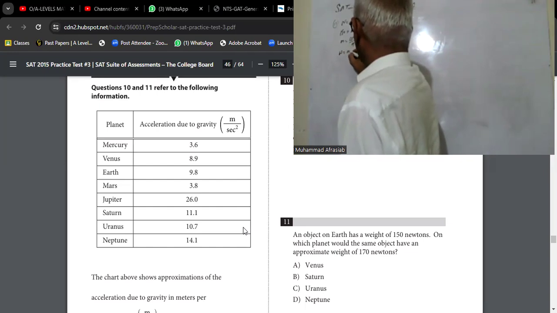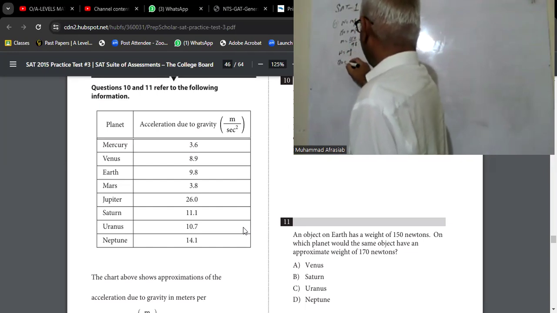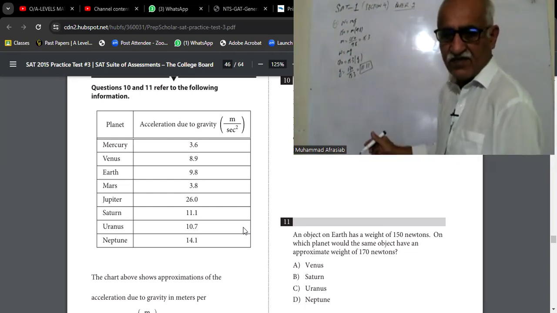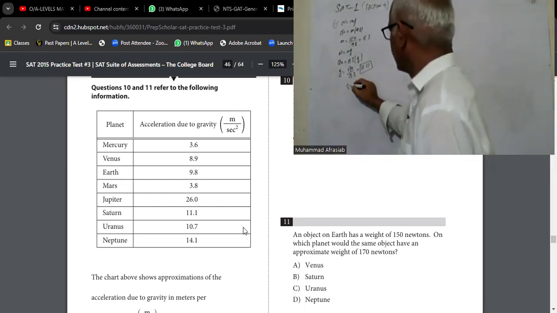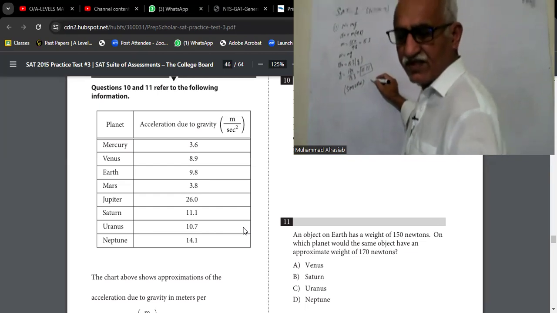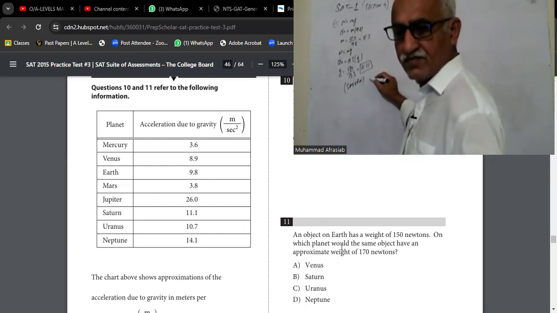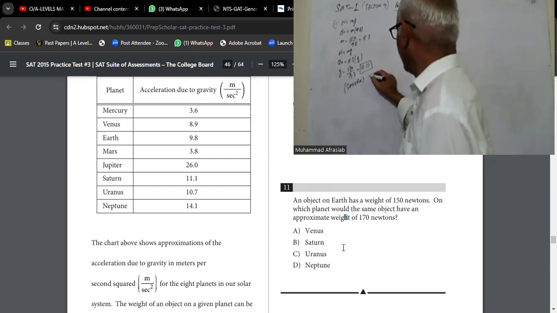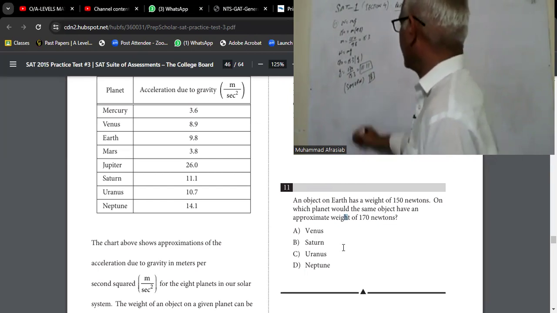Then again weight is equal to mg. Now weight is 170, mass is 15.3, and gravity we have to calculate. So gravity will be equal to 170 over 15.3, that is equal to 11.11, and that is the gravity on the surface of the planet Saturn. So this is the answer of this question. B is the choice for question number 11.